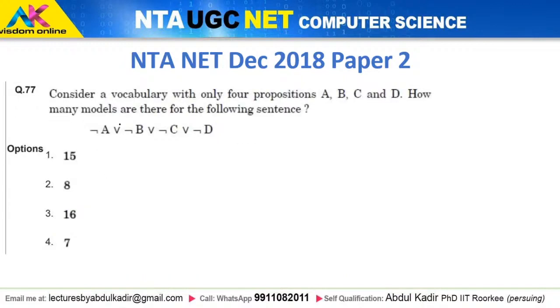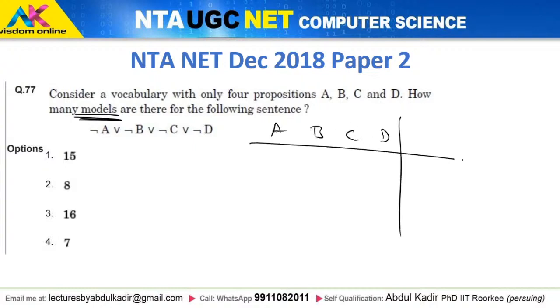Next, let's see this. Consider a vocabulary and how many models are there. So this is very easy. What is the definition of model? When you make the truth table, for example, you have A, B, C, D, these four propositional variables.